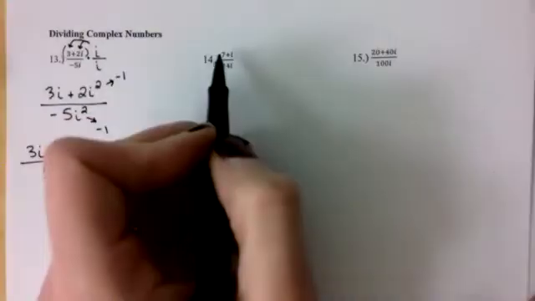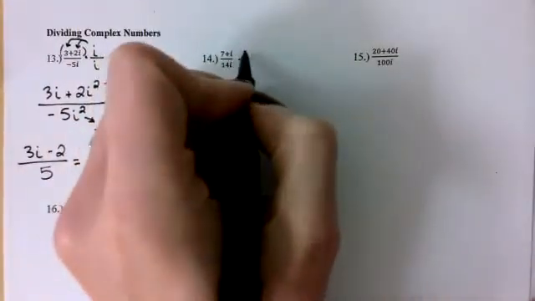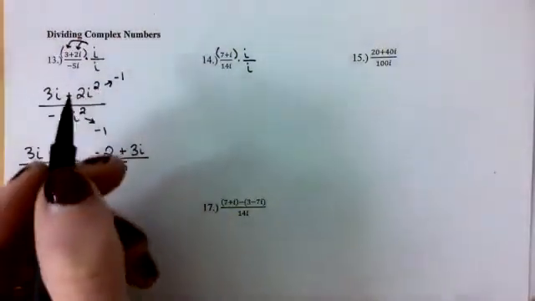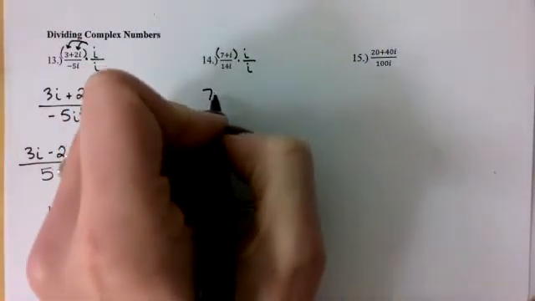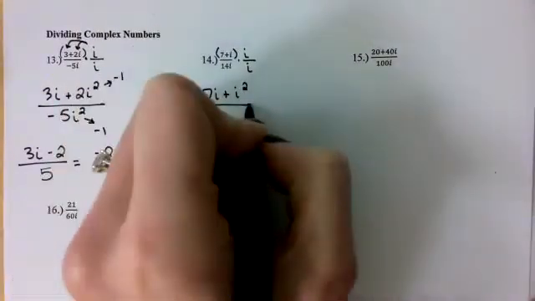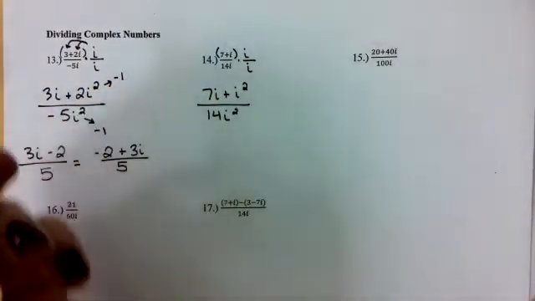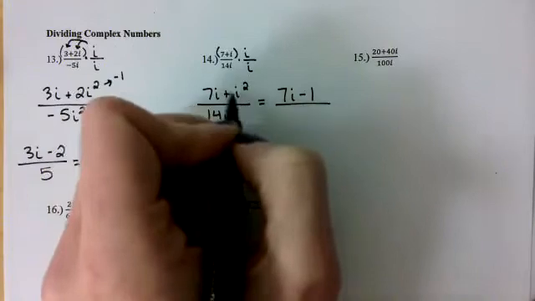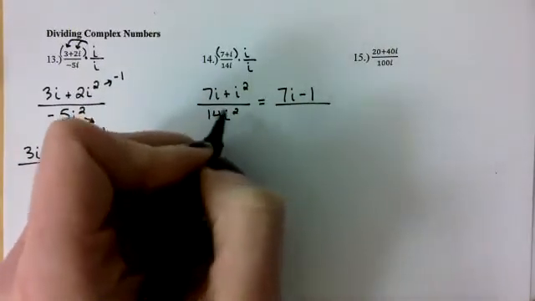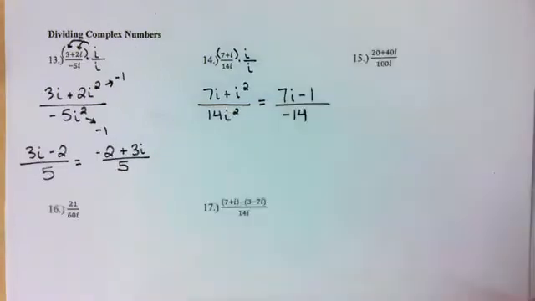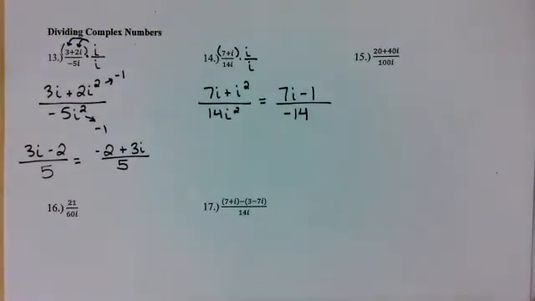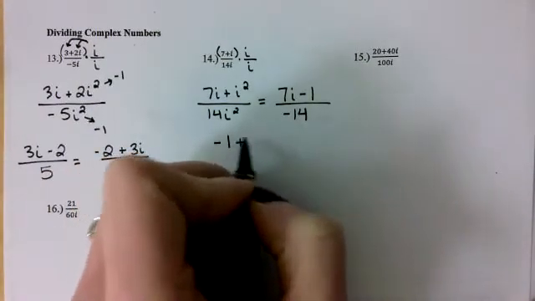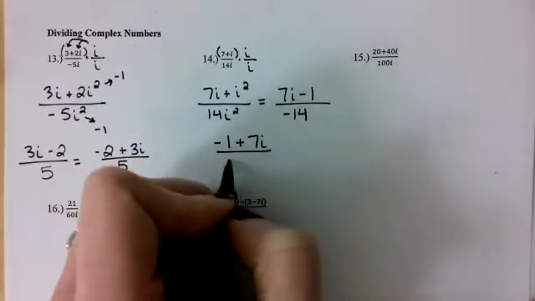Next we have 7 plus i over 14i. So I'm going to multiply by i over i. The i gets distributed to both terms in the numerator. So that leaves me with 7i plus i squared over 14i squared. This will simplify to 7i minus 1. That turns into a -1. This also turns into a -1. So -14. I just want to rewrite it so that way the real number is out in front. So I've got -1 plus 7i over -14.